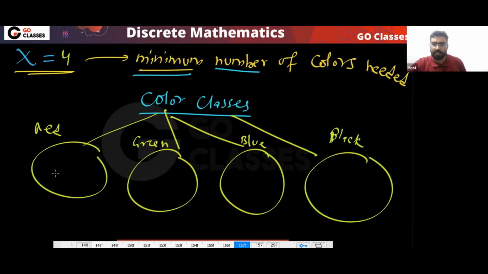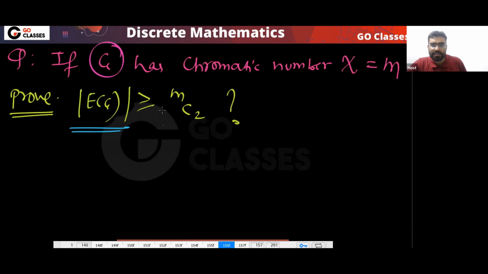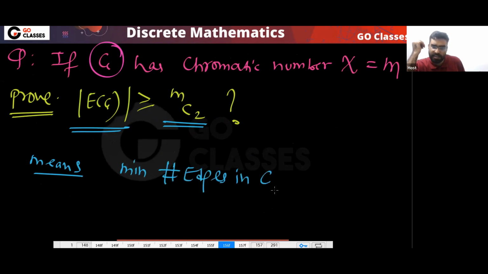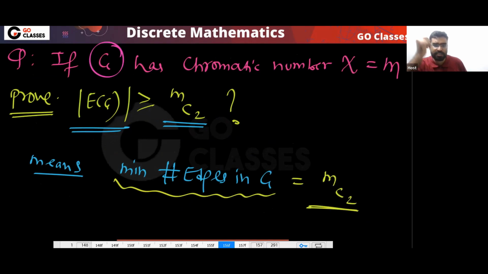So let's assume this is the idea. Now tell me one thing. Nikhil, I am asking that at least this many edges will be there. Minimum number of edges, how many will be there? It means minimum number of edges in G. Remember this. Minimum number of edges in G is MC2.